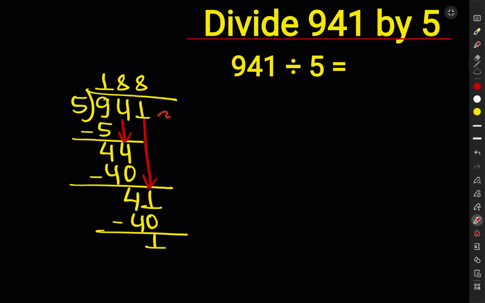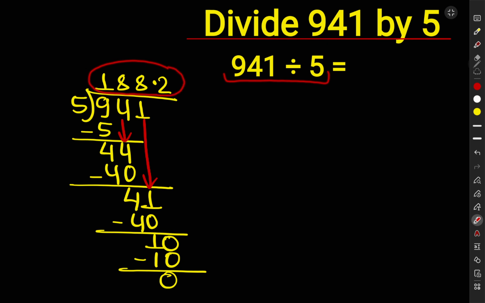So now we have no other number to put down. So we take here a decimal, so that we put 0. So it is 10 and 5 times 2 is 10. On subtracting we get 0. So 941 divided by 5 is 188 decimal 2.